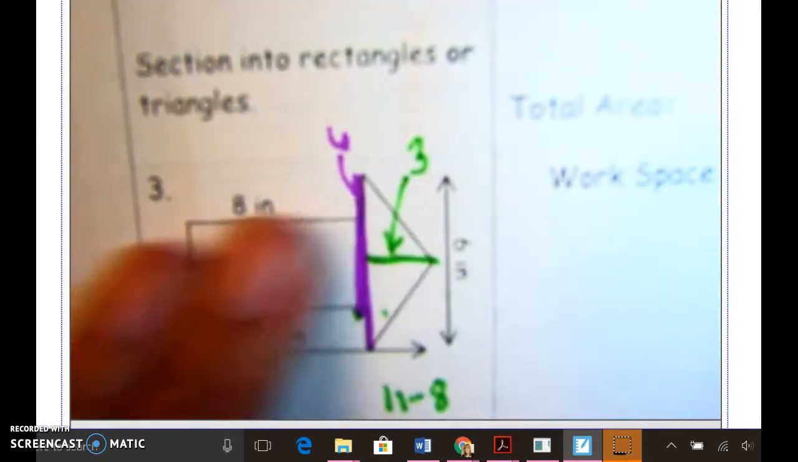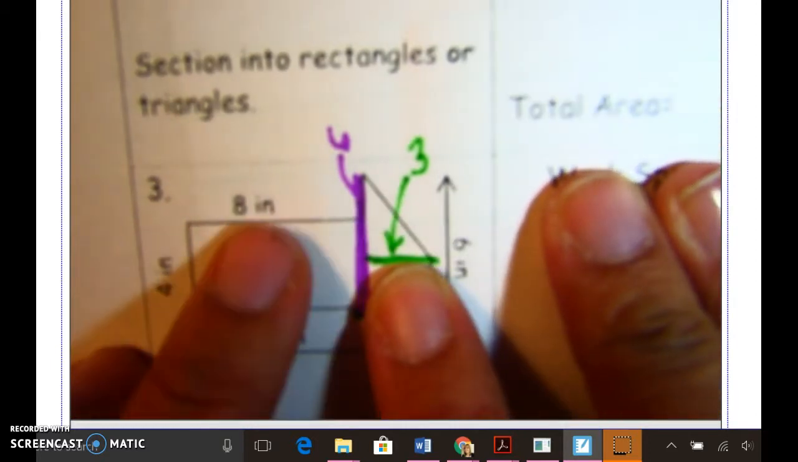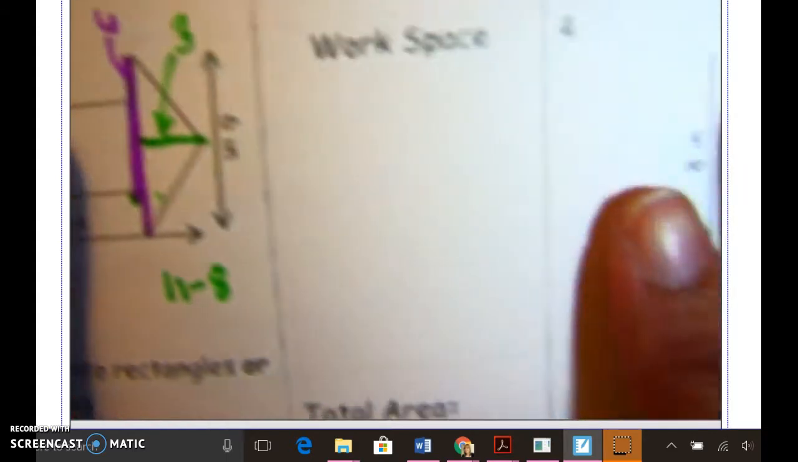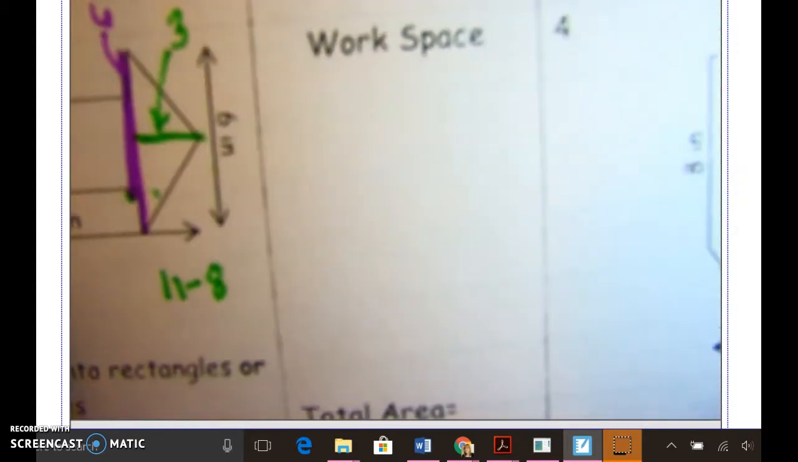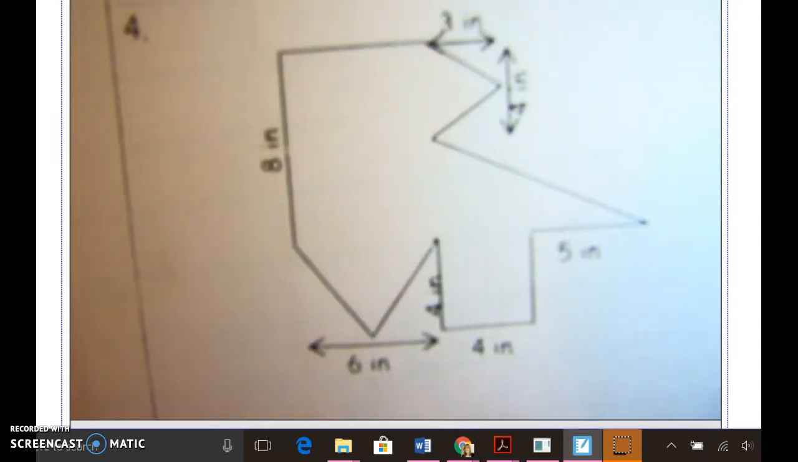You can use your formula for area of a triangle. Find that area, find this area, have all your work on a separate sheet of paper, and you can put your total here. Whew, okay. Hopefully you're seeing where some lines can be drawn. That should be the easier part.